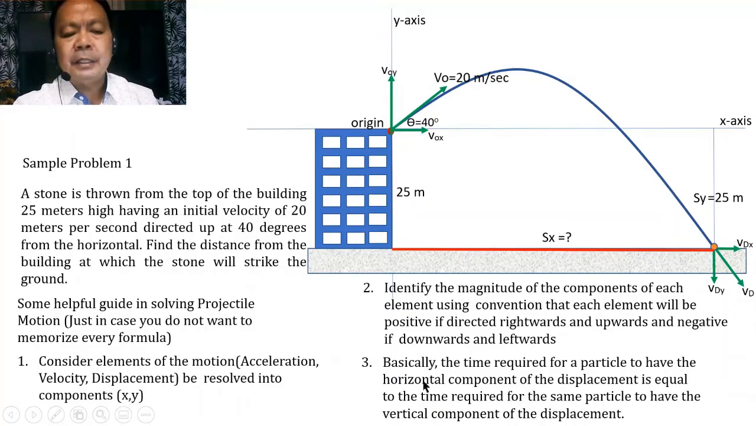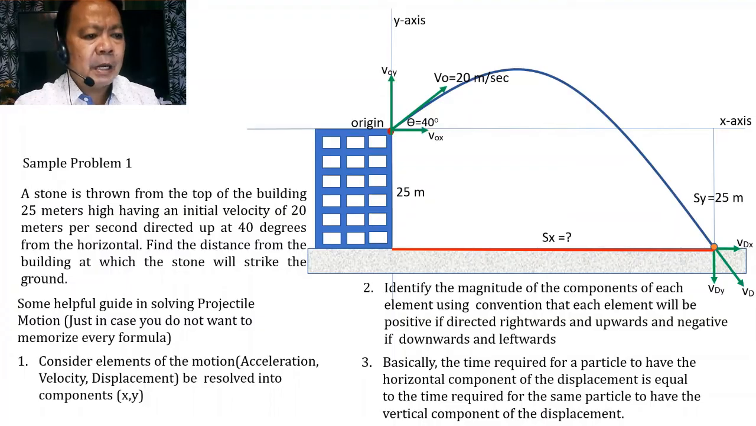At binabanggit dito daw yung total time required for the particle to have the horizontal component of the displacement, itong time required to travel this distance s sub x, is equal to the time required for the same particle to travel the y component of the displacement or s sub y. And itong basic relation ito yung ating gagamitin in order for us to solve for this s sub x. Pero mag-start tayo with those directions that are available, that are complete.